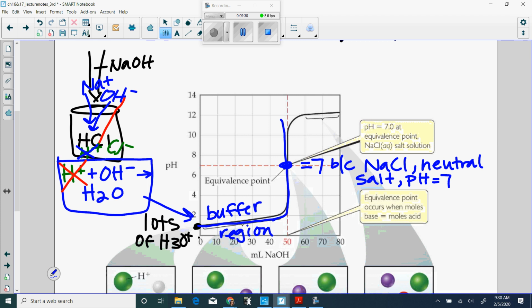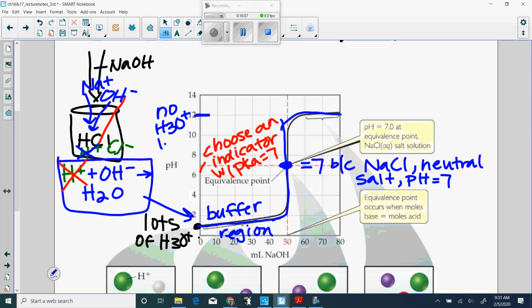So, also on a side note, we are going to choose an indicator with a pKa of 7, because I wanted it to change color at 7 because the equivalence point is at 7. And the equivalence point is when I have no hydrogens to make any more waters. So then my next drop is a whole bunch of hydroxide that don't have a hydrogen friend, and as I don't have any hydrogens, my pH jumps up, because it's a negative log of the hydrogen.